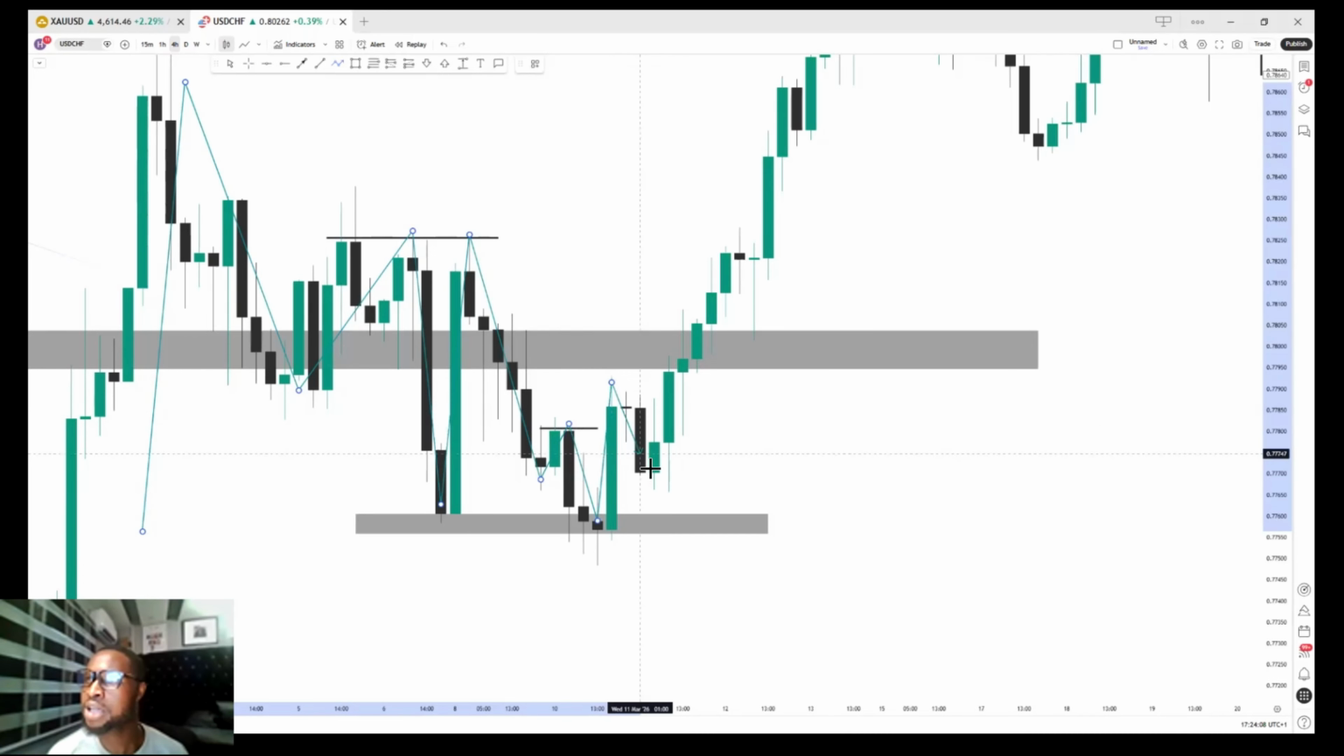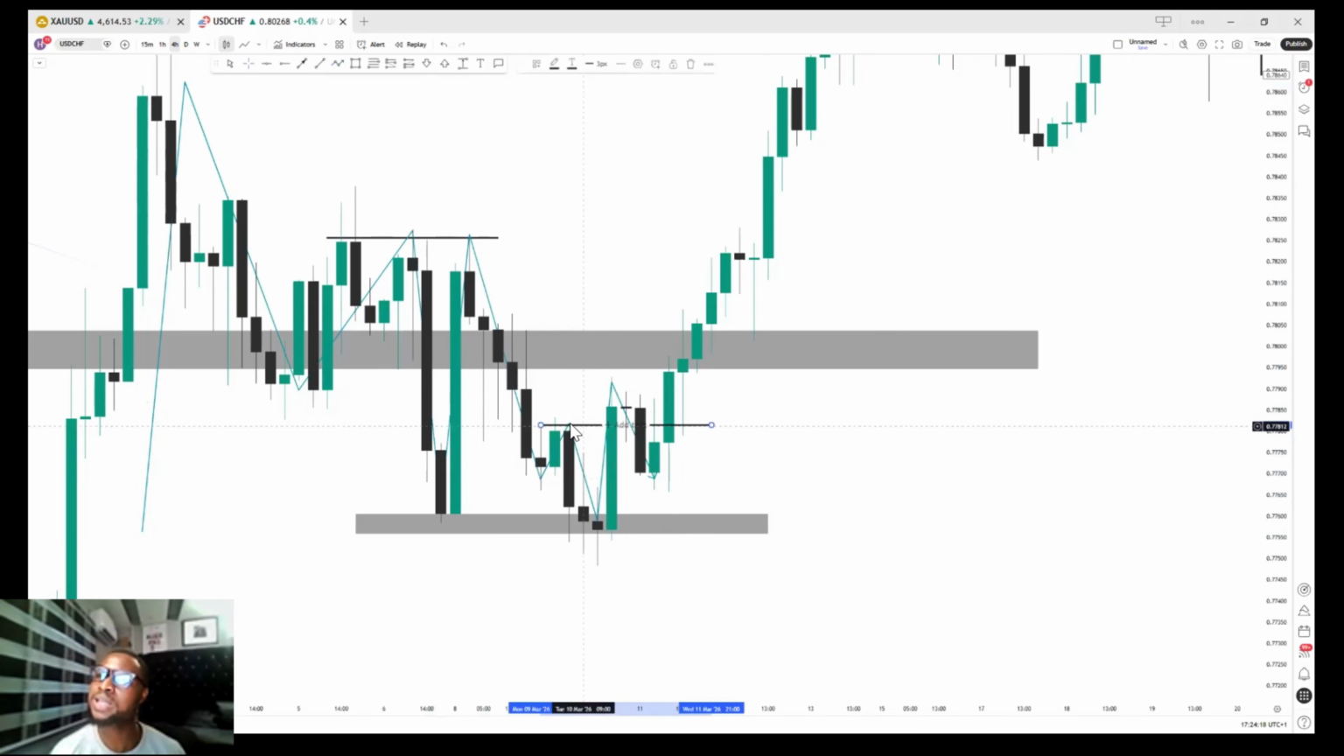Now you see that the price retraced again to this place. This place right here is the last seller's zone. This was the last seller that sold the price, and then buyers jumped in and broke that seller's zone. There are no longer sellers in the market. This is the last seller.